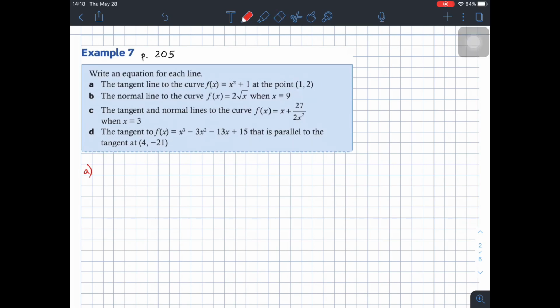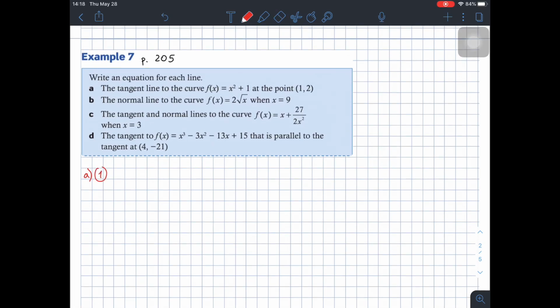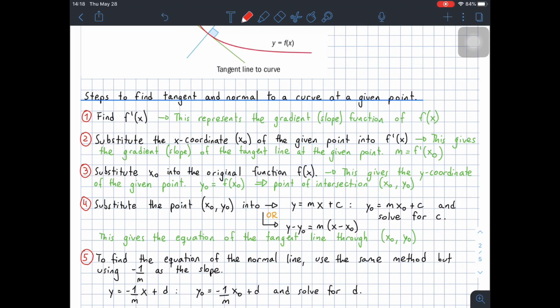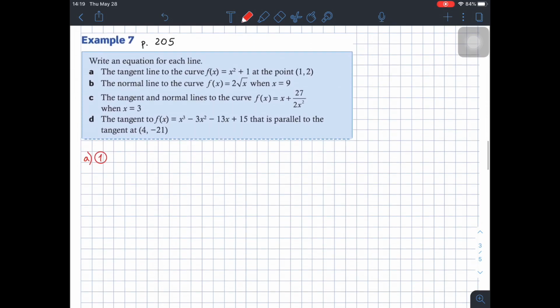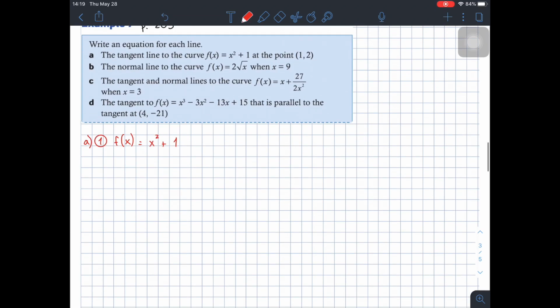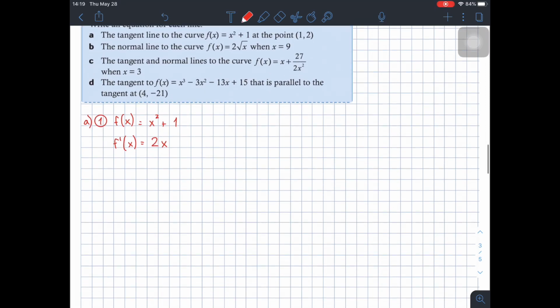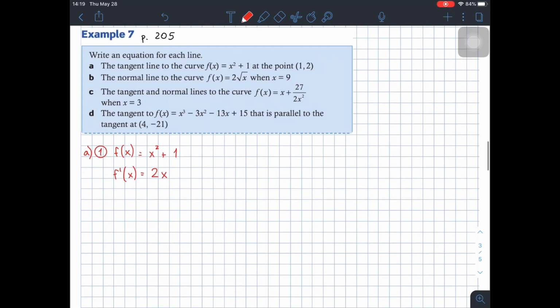Okay, so if we follow the steps, the first step says that we need to find the gradient function, right? We need to differentiate the function. So first of all, let me copy the function f of x equals x squared plus 1. And now I'm going to differentiate this. F prime of x would be equal to, we already know how to differentiate, this is 2x. 2x plus 0, right? So there's no need to write the plus 0 here. Okay, so we already did the first step. We have the gradient function. Second step.